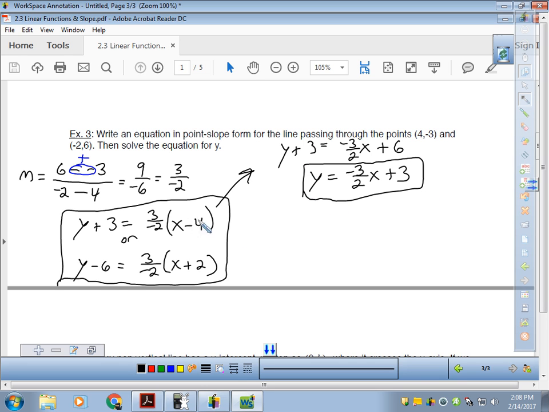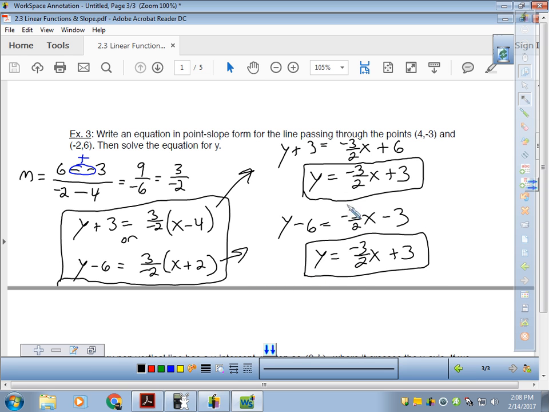But what if instead of using this one, I'd used this one? Well, it works the same way. We have y minus 6 equals, we distribute this in, so negative 3 halves times x gives us negative 3 halves x. Negative 3 halves times 2, well, 3 times 2 is 6. 6 divided by negative 2 is negative 3. And then we can take the 6 and add it over. And so we get y equals negative 3 halves x plus 3. Notice we got the exact same thing. Didn't matter which version we used.